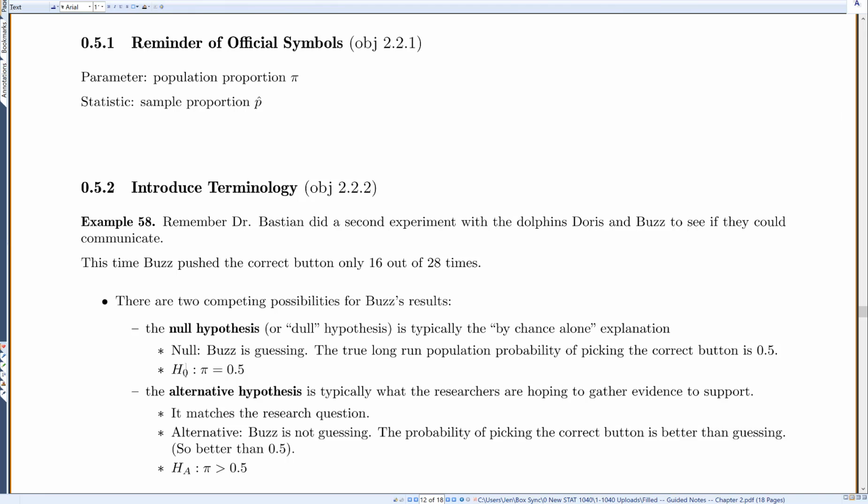We're going to use the specific notation. It's an H for hypothesis and a 0 for the null. I don't know why they picked a 0, but 0 for the null. And we'll say pi equals 0.5, that the population proportion is 0.5.